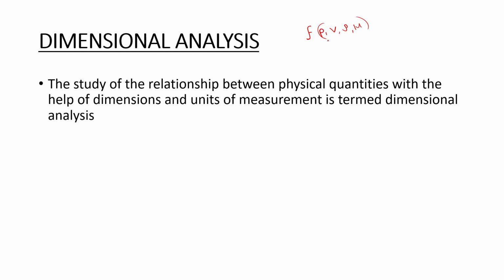So what is the relationship between these variables? For example, if you find the resistance offered by a body is a function of pressure, it varies with the pressure, varies with the velocity, varies with the density, varies with viscosity. So what is the relationship between these variables? That is found out using dimensional analysis. So the definition is the study of relationship between physical quantities with the help of dimensions and units of measurement, and it is called dimensional analysis.